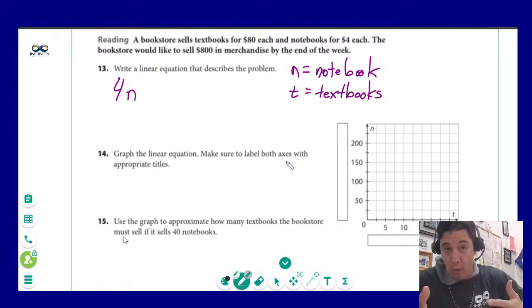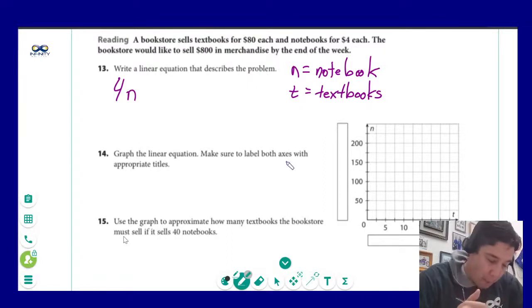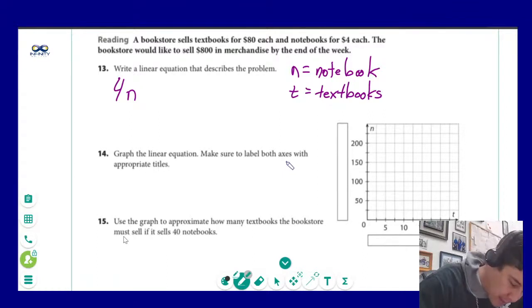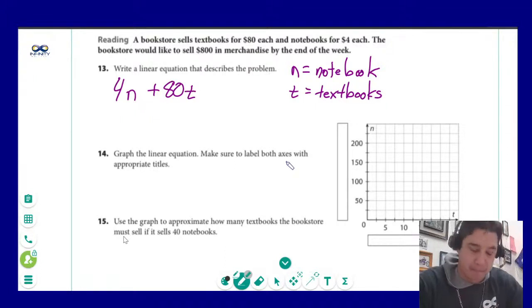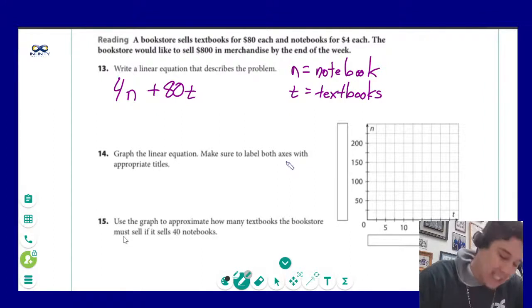If I sell 10 notebooks, I get 40. If I sell one notebook, I get 4, right? N is the number of notebooks times $4. Plus, I'm going to get $80 times however many textbooks I sell. So if I sell one textbook, I get $80. If I sell 2 textbooks, $160. 10 textbooks, $800. And how much do I want to sell? I want to sell exactly $800.